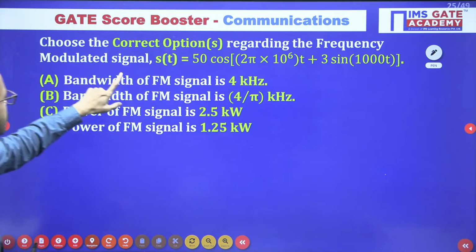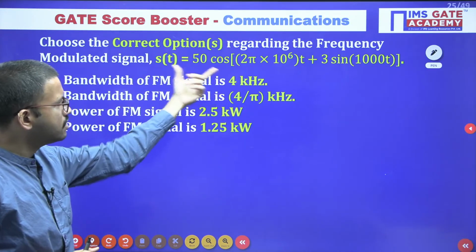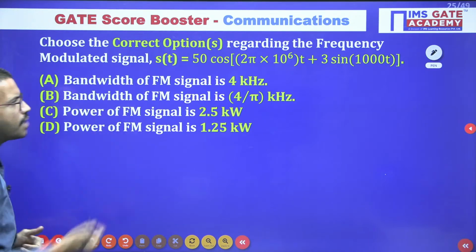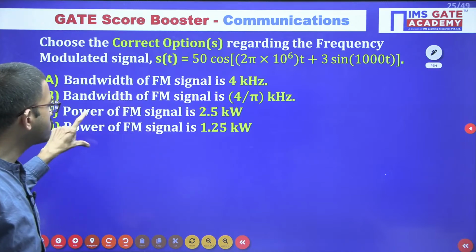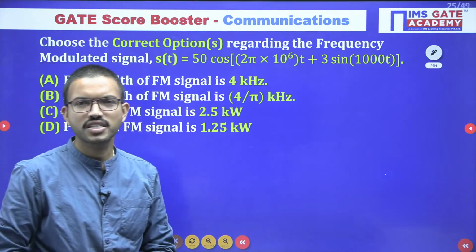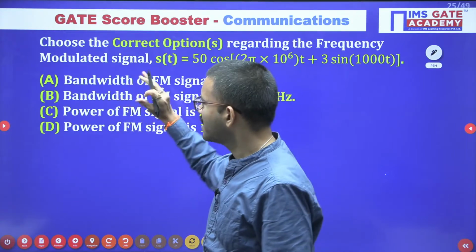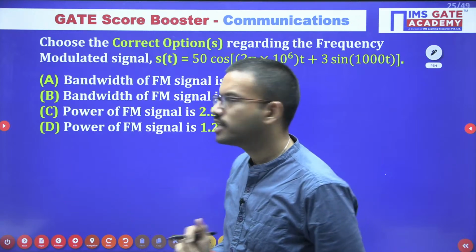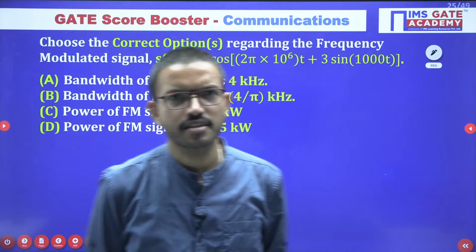So here we have been provided one frequency modulated signal, an FM signal. For this particular signal, if you observe option A and option B, two choices are related to the bandwidth of FM and two choices are related to the power of the FM signal. So just by looking at the options, you can identify that among option A and option B, at max one option can be correct. Similarly, among option C and D, at max one option can be correct.